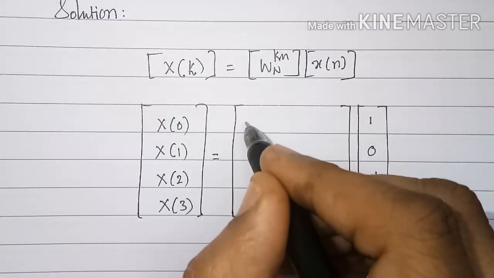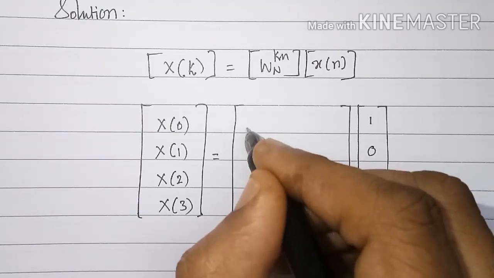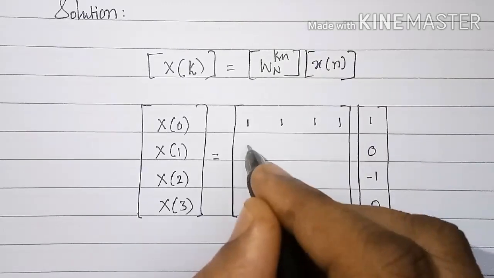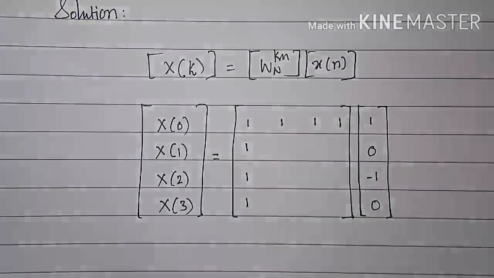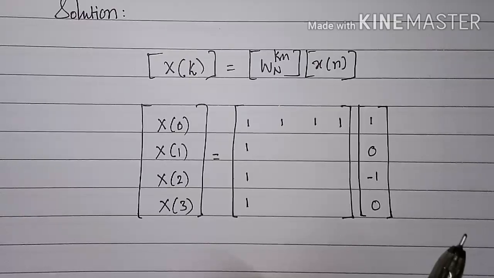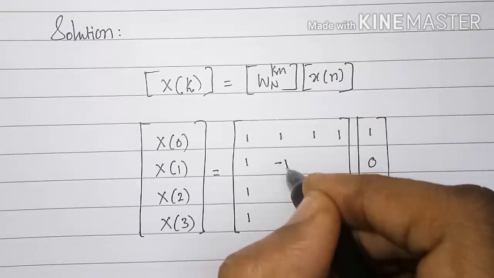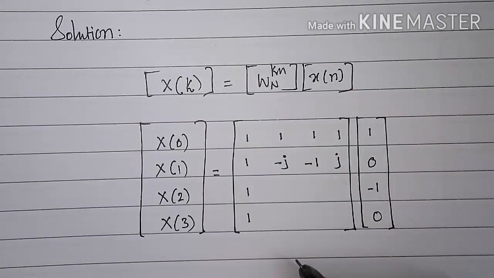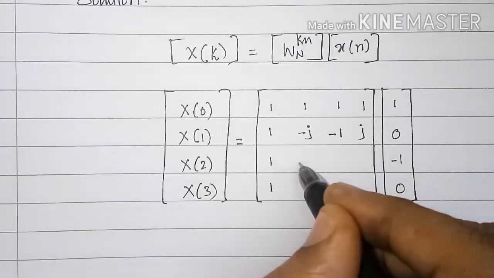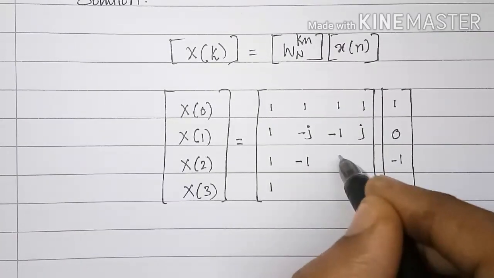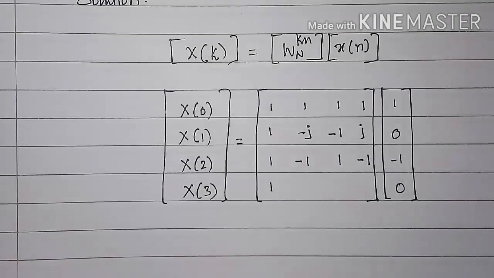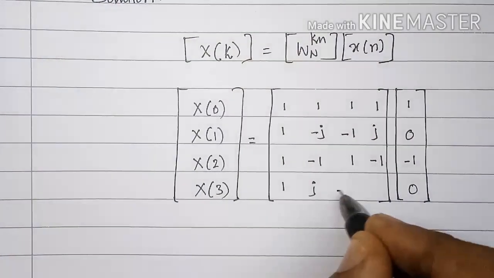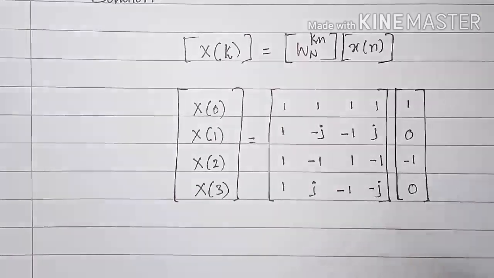And here you can enter 1 1 1 1, 1 minus j minus 1 plus j, 1 minus 1 plus 1 minus 1, 1 j minus 1 minus j.